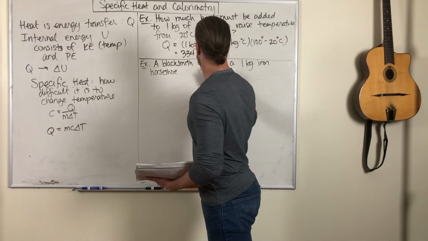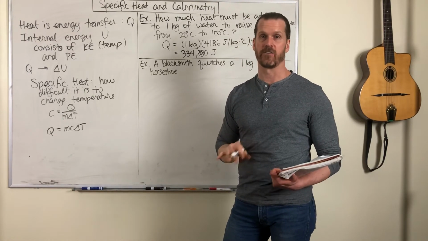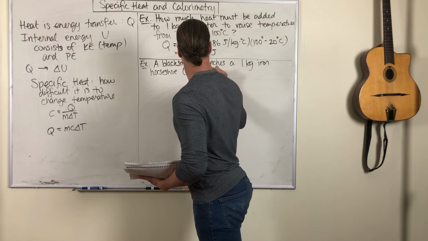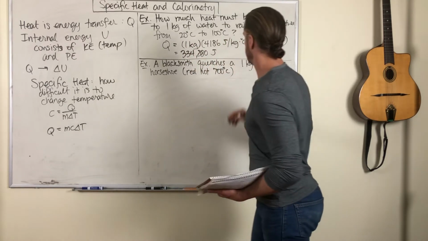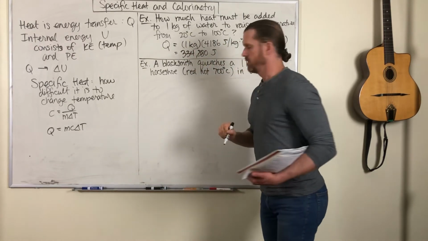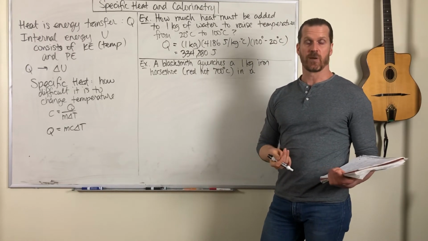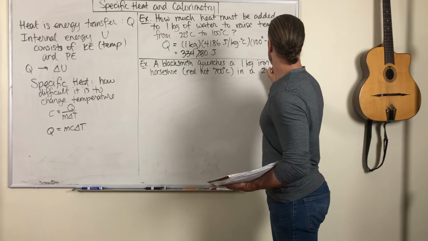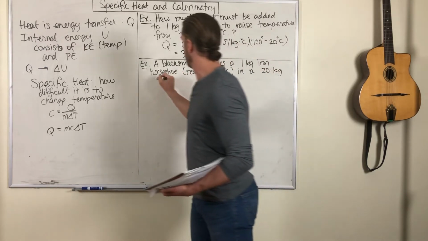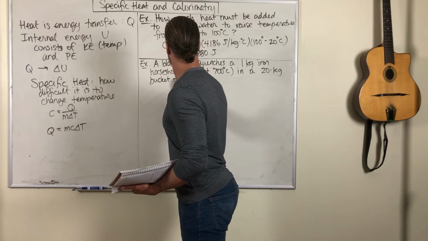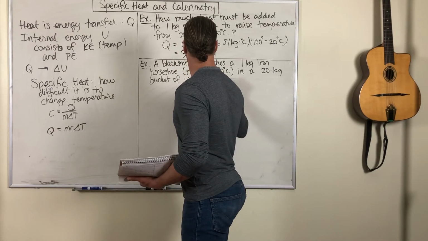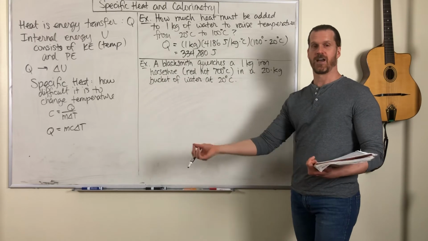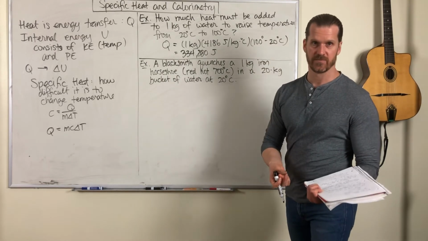And that horseshoe is red hot to begin with. Red hot for iron is about 700 degrees Celsius. Let's say this bucket of water is 20 kilograms of water, so a decent sized bucket, and that water is at room temperature, 20 degrees. After the iron and the water come to thermal equilibrium, what's the final temperature?